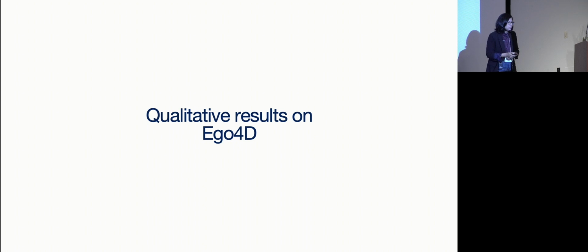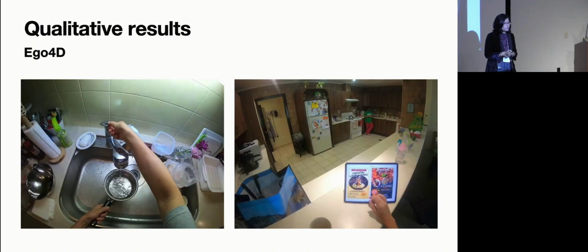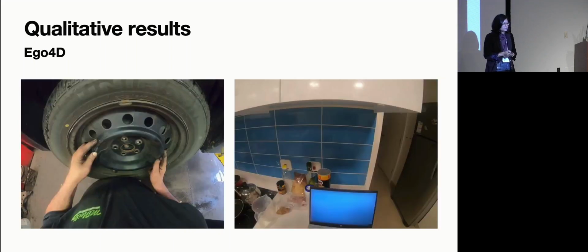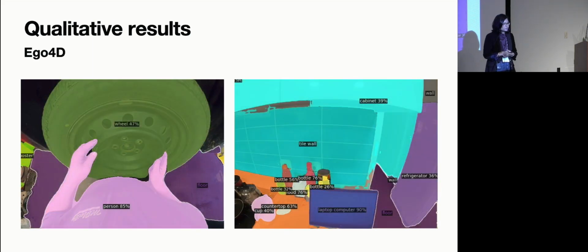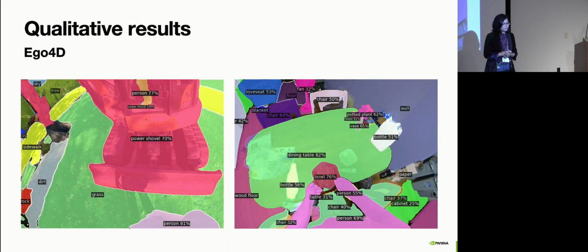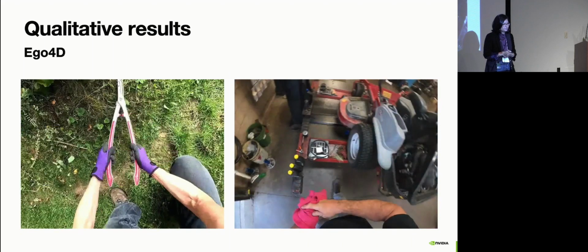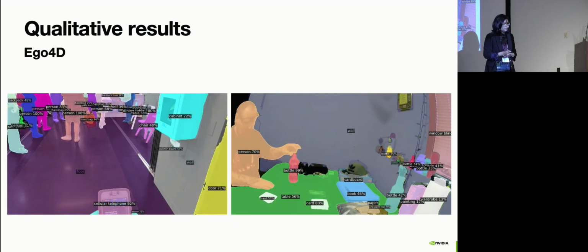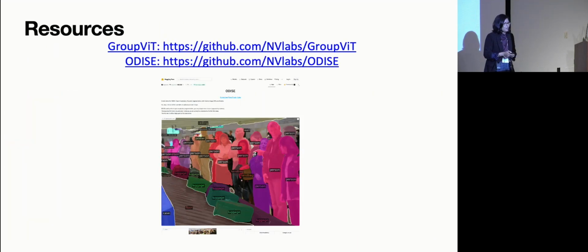And then we also applied it to the Ego4D dataset, which is quite challenging and different in the sense that these are all images captured from an egocentric point of view, with people wearing the cameras. And in this one too, we found that it worked fairly well. Here's some more results. All right.